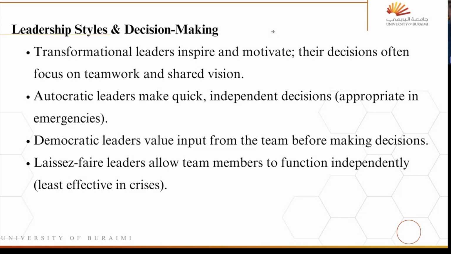Autocratic leaders make quick, independent decisions. And it is important to know that this is still adopted in nursing, mainly in emergencies. In scenarios related to assigned tasks in CPR or during an emergency crisis, the decision should be taken directly, and the most suitable style will be the autocratic style.